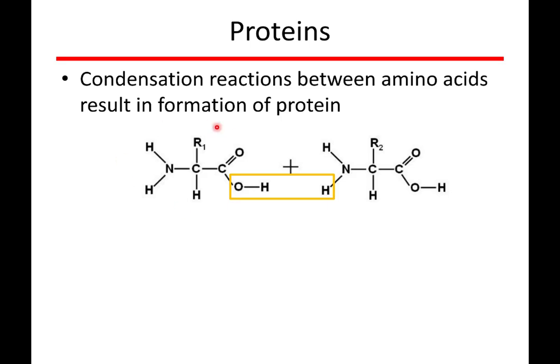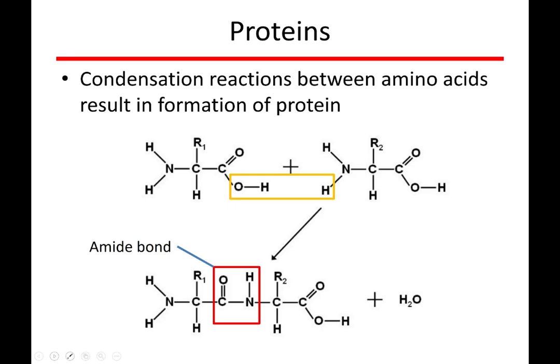So here's one amino acid, and here's a second amino acid molecule. And the carboxylic acid functional group on one of them can react with the amino acid functional group on the other. A water molecule gets eliminated, allowing these two amino acids to be linked together by an amide or a peptide bond, just like that.